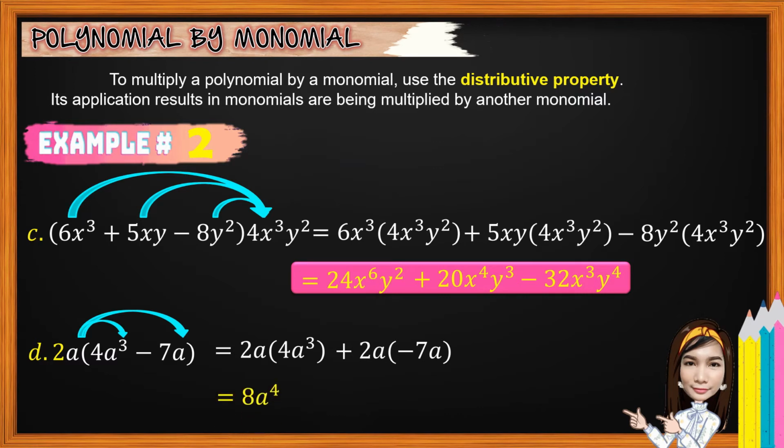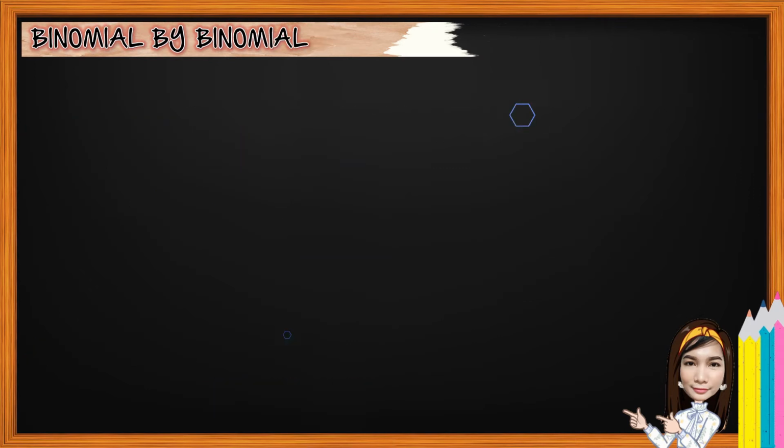So 2 times 4 is equal to 8. Copy the same base a. Add the exponent 1 plus 3, we have 4. Then multiply 2 times negative 7 is equal to negative 14. Copy the same base a. Then add exponent 1 plus 1, we have 2. So the product is 8a to the 4th minus 14a squared.